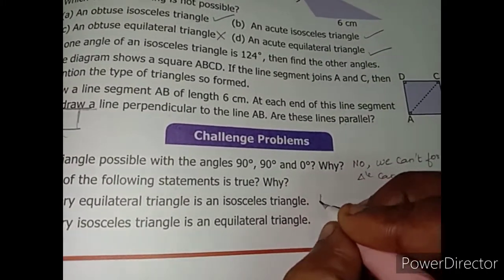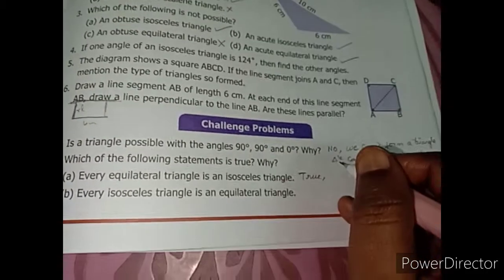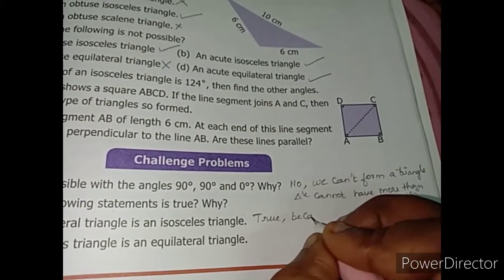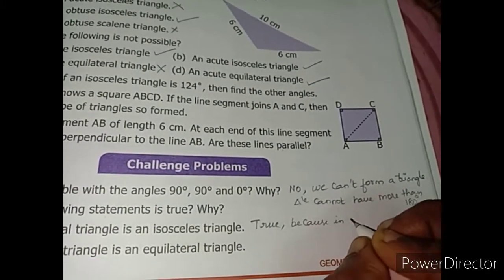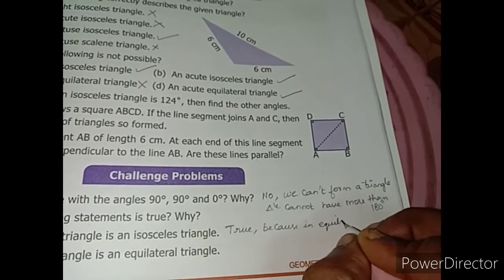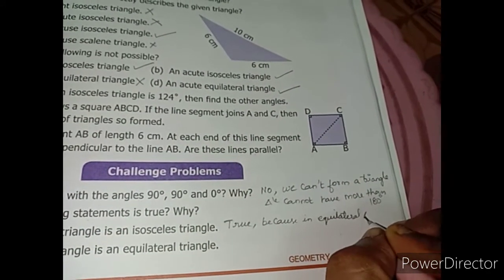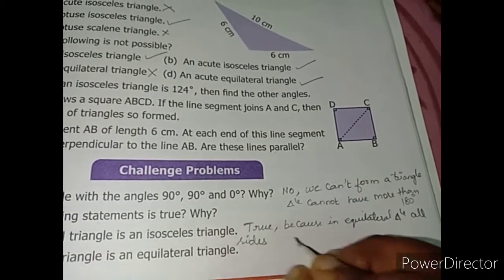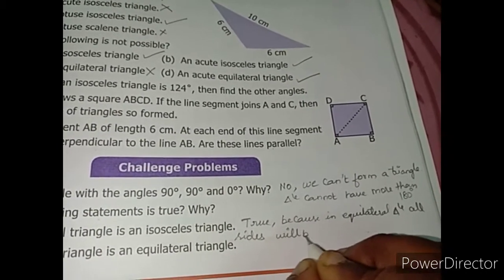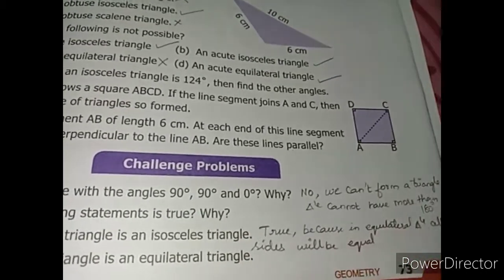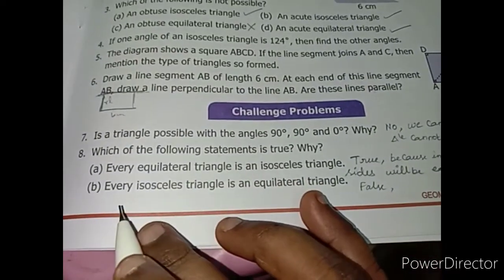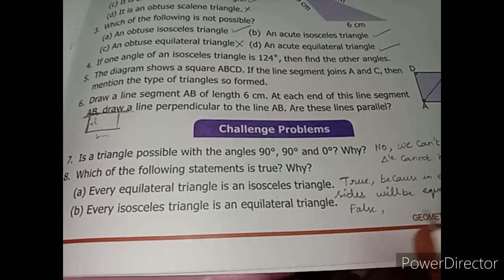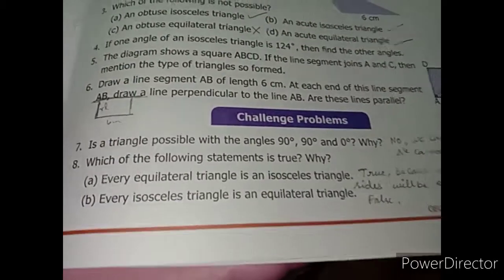So option A is correct, because in an equilateral triangle all sides will be equal. Is that clear? So we move to the second one. Every isosceles triangle is an equilateral triangle is false. Okay. So next question.